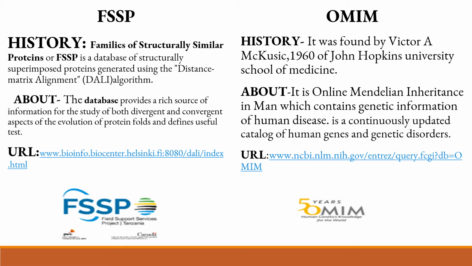Another, the fifth one, it is OMIM. It was founded by Victor A. McKusick in 1960. He was from Johns Hopkins University School of Medicine. It contains genetic information of human disease and is continuously updated catalog of human genes and genetic disorders. The Online Mendelian Inheritance in Man, which is the full form of OMIM, is a comprehensive, authoritative, and timely knowledge base of the human genes and genetic disorders, which are compiled to support human genetic research. Here is its logo as well.